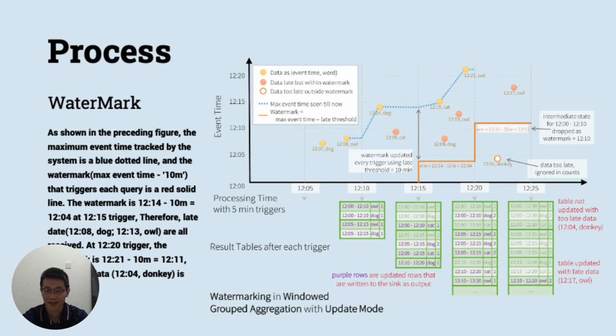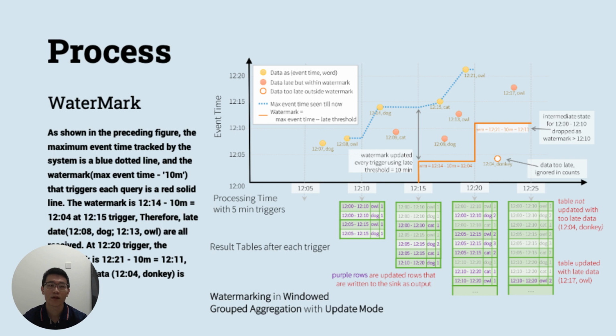Finally, at 38:04, we calculate the maximum event time. In this case, it's 12:14 because the previous batch processed data within that timestamp. This is used in watermark calculation.